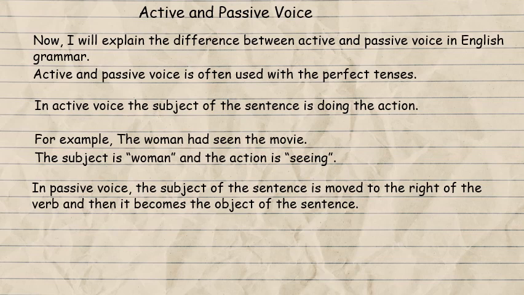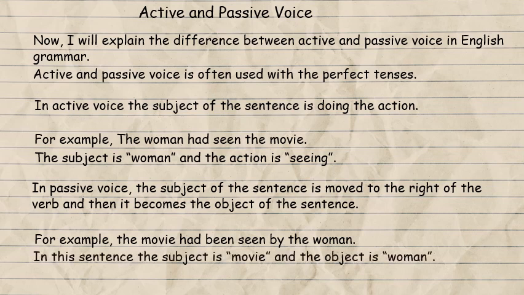In passive voice, the subject of the sentence is moved to the right of the verb and then it becomes the object of the sentence. For example, the movie had been seen by the woman. In this sentence, the subject is movie and the object is woman.